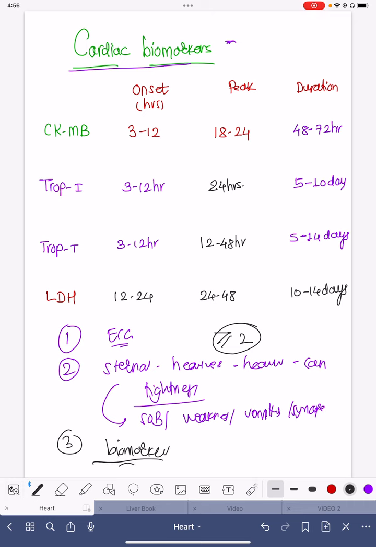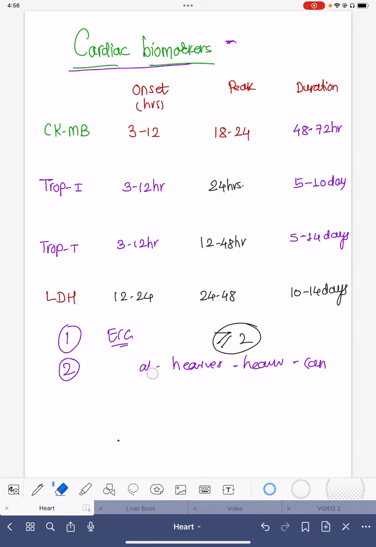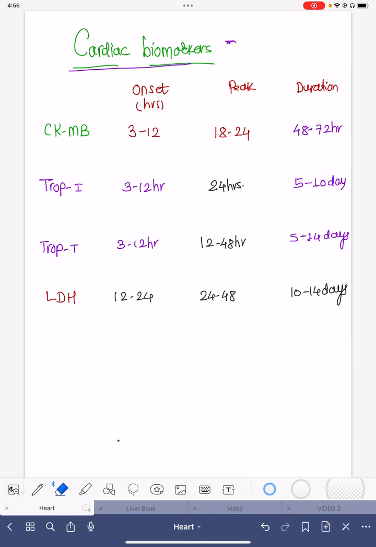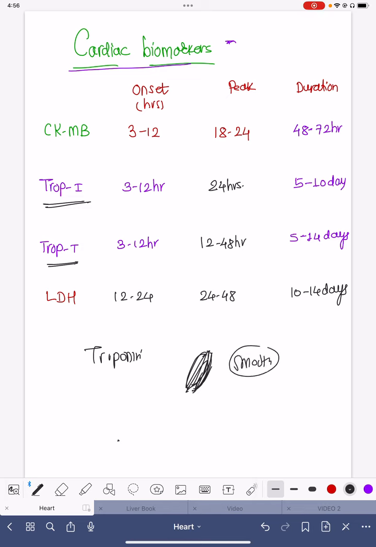So among these biomarkers, the ones we very commonly send are either CKMB, that is creatine kinase myocardial specific, or troponin T and troponin I. Now, troponins are an integral part of the cardiac muscle. This cardiac muscle contains troponin I and troponin T. So whenever there is direct damage to this muscle by a heart attack because of poor blood supply, that is when CKMB, troponin I, or troponin T will rise.